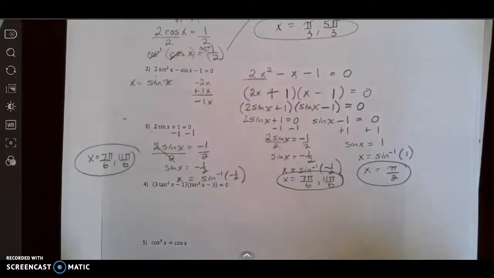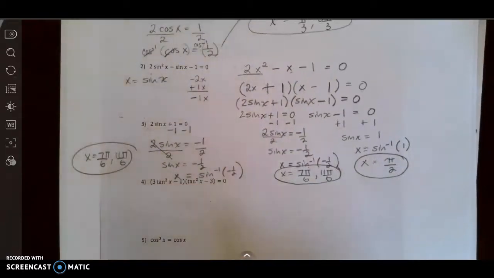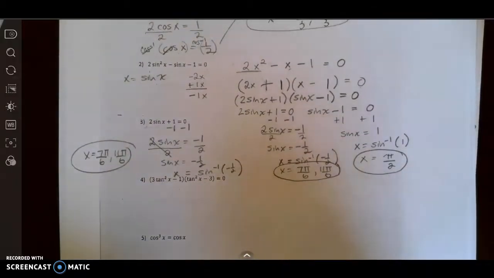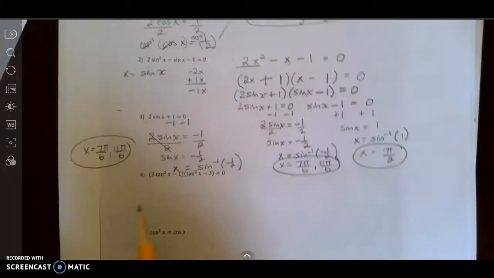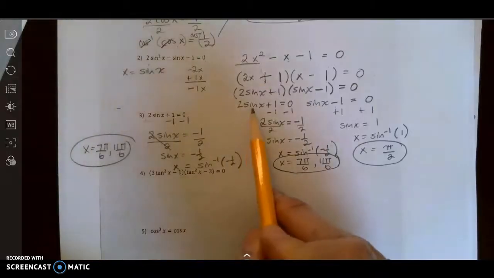Let's go to number 4. Number 4 has already been factored for you. It's kind of nice that you get to skip all the steps of substituting and factoring and putting the sine or cosine or even tangent back in. The factors are already done for you, so you get to skip to the step of setting the factors equal to 0.